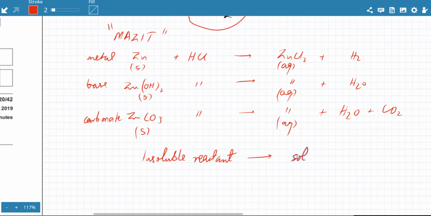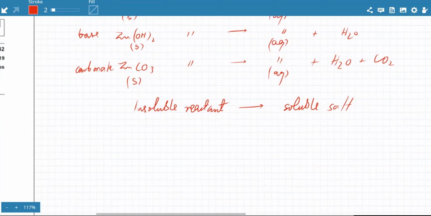Yes. What is the method of preparation? I mean, what's the name of the preparation method? There were three methods. One was the excess method. This was the excess method.